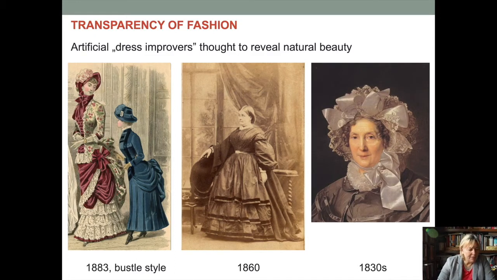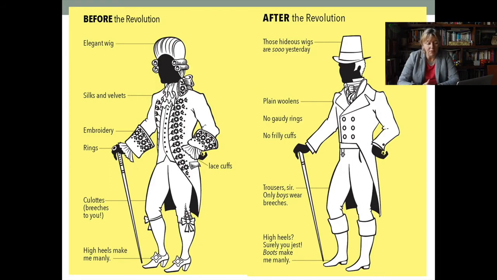So the last thing in this part is this little graph showing the changes in male fashion, because as I say, fashion is not only for women. So before the revolution and after the revolution. Before the revolution, we have the traditional 18th century court dress with a wig, with silk and velvet fabrics, with embroidery and lace, and the culottes, those short knee breeches, and high heels. And this is all believed to make a man look more manly, to emphasize his wealth, his sophistication, and the fact that he is educated and cultured, and that he is a nobleman.